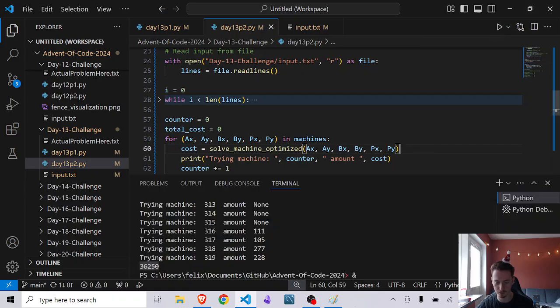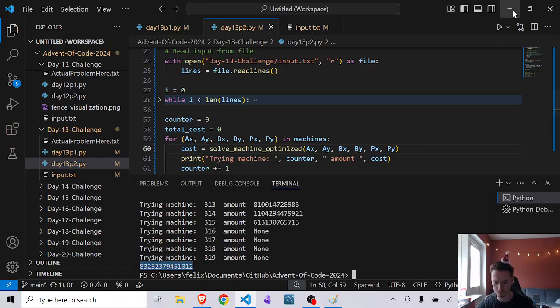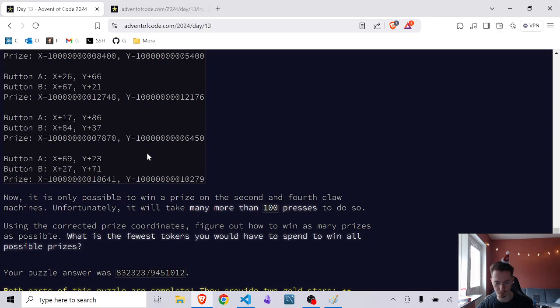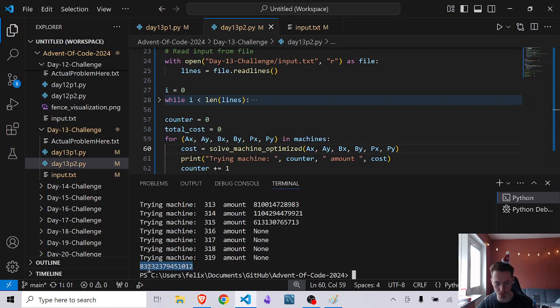So if we run this, we will get a bigger number, a lot bigger, but we can also see what number each machine returns. So if we go to the website, we can see that it's 832 and it ends in 012. So that is also the correct answer.